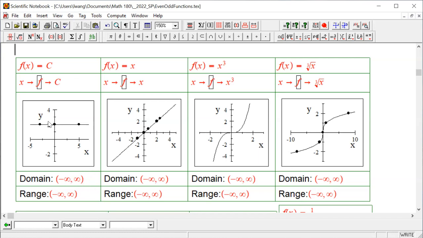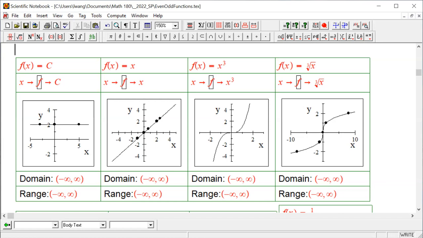So this is going to be a one-to-one. This is an even function. How about this one? This one is not. Why is this one not?